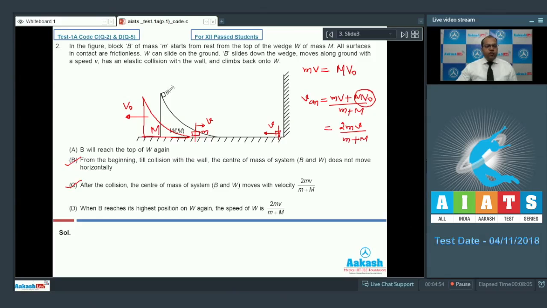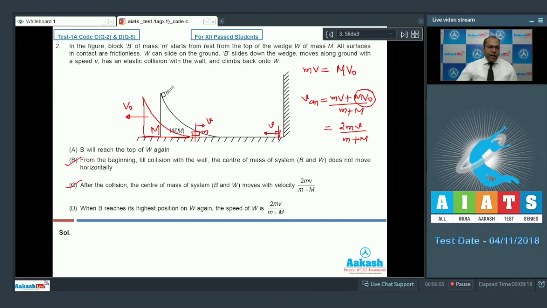Let's check the validity of option D. In option D, it is given that when B reaches its highest position on W again. It is not talking about the top position, it is talking about the highest position of block B on the wedge W. The speed of W is this much. Let's check this. If I analyze the situation when it makes a collision with the wall and comes back, at this moment the mass of the block is less, so its velocity is higher. So it is moving with higher velocity as compared to this wedge. So it will climb back onto the wedge.